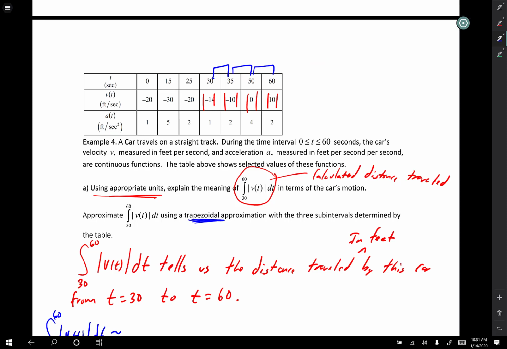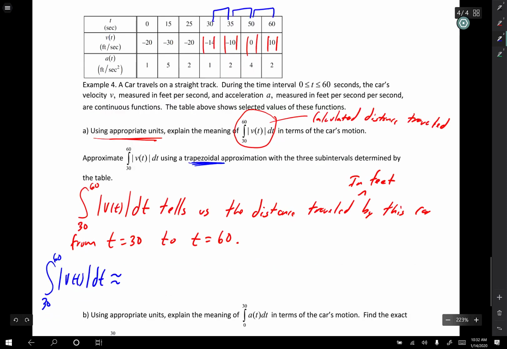I have one trapezoid between 30 and 35, so I link them like this. And then I have another trapezoid between 35 and 50, so I link it like this. And then I have one more trapezoid between 50 and 60, so I link it. So how many trapezoids do I have total? 3. So that's what I like to do to help me keep track of how many trapezoids I have.